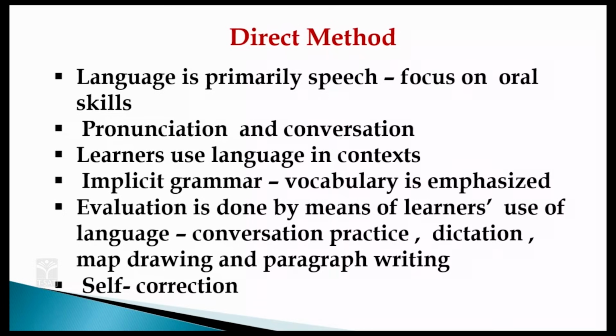And in the direct method, language is believed to be speech at the primary level. So the focus is on oral skills. Pronunciation and conversation are given importance. And learners are expected to use language in different contexts. And here grammar is implicit. Learners are expected to be good language practitioners. They need not learn by heart the rules of grammar.